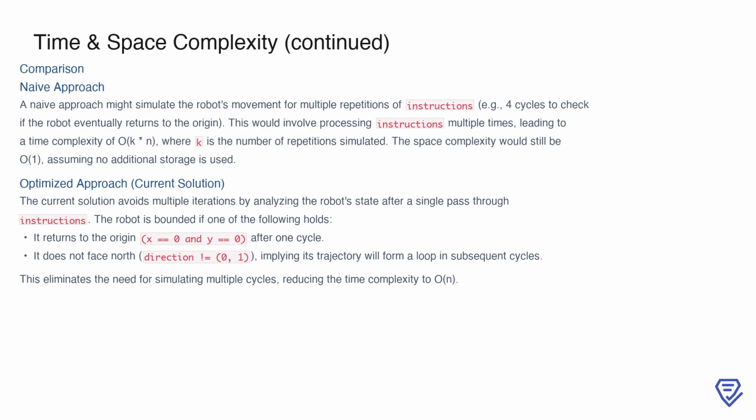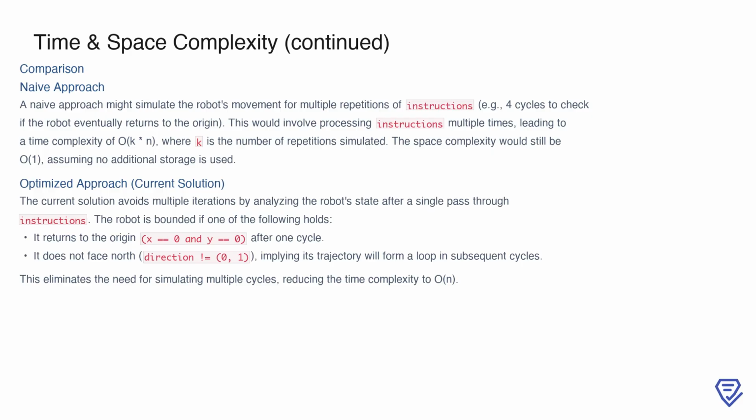This would mean processing the string repeatedly, resulting in a time complexity of O(k*n), where k is the number of cycles simulated. However, the space complexity would remain O(1) if no new data structures are used. The optimized approach, which we use here, avoids multiple repetitions by analyzing the robot's state after a single traversal of the instructions. The robot is considered bounded if either it returns to the origin, x == 0 and y == 0, or it finishes facing a direction other than north, direction != (0, 1), which guarantees a looping trajectory in future cycles.